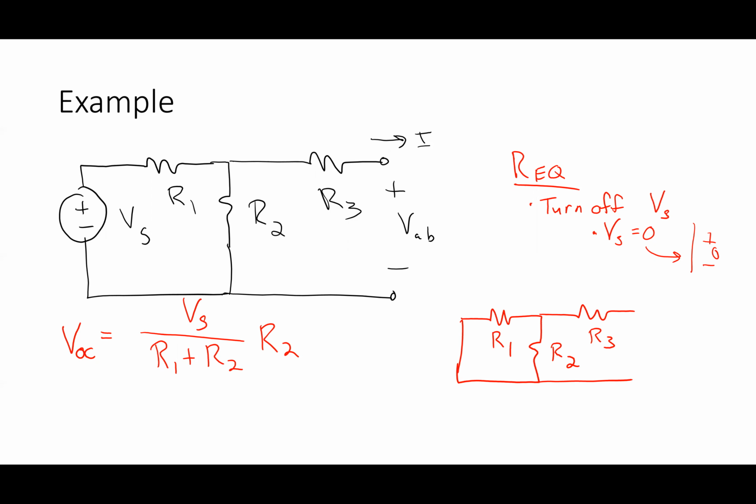What would my REQ be in this case? A current flows into that terminal, goes through R3, and then it splits, because R1 and R2 are in parallel. So REQ should be R1 in parallel with R2, plus R3.